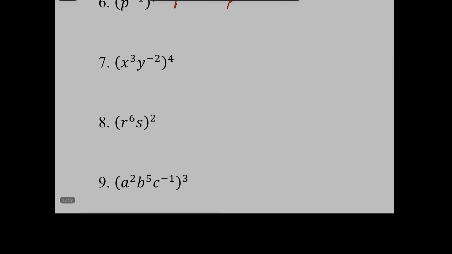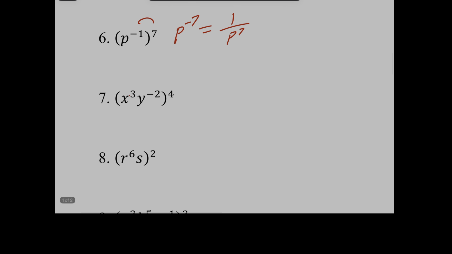All right, number 7. This one we have to stop and really think about. If I have more than one thing inside of a parenthesis, you have to do it to both. This is going to become x to the 12, y to the negative 8. Okay? And then once we do that, the x to the 12 stays on top. But I have to flip that y to the bottom to keep them with positive exponents.